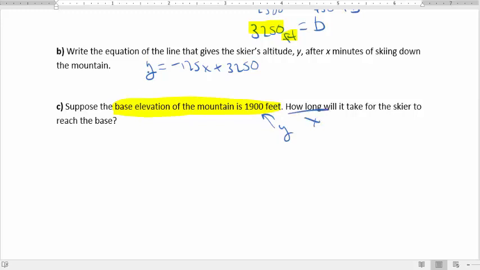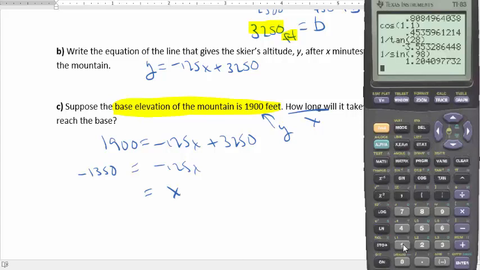So they're giving you a y value, so you're replacing y with 1,900, and you're going to find the x value that corresponds to this. We'd subtract 3,250 and we get negative 1,350, and then we divide by negative 125. So it's not going to be an exact value, but 1,350 divided by 125, if we punch it in, 10.8.